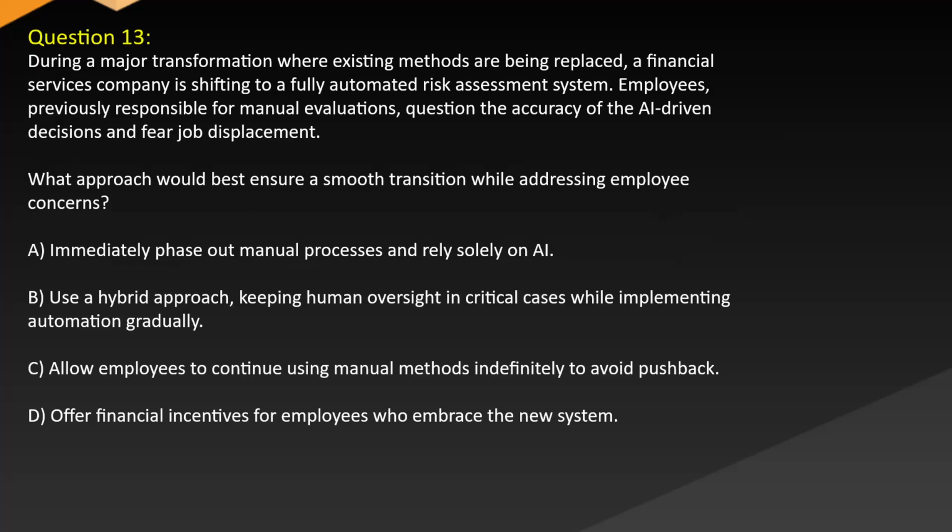Question 13. During a major transformation where existing methods are being replaced, a financial services company is shifting to a fully automated risk assessment system. Employees, previously responsible for manual evaluations, question the accuracy of the AI-driven decisions and fear job displacement. What approach would best ensure a smooth transition while addressing employee concerns? A. Immediately phase out manual processes and rely solely on AI. B. Use a hybrid approach, keeping human oversight in critical cases while implementing automation gradually. C. Allow employees to continue using manual methods indefinitely to avoid pushback. D. Offer financial incentives for employees who embrace the new system.